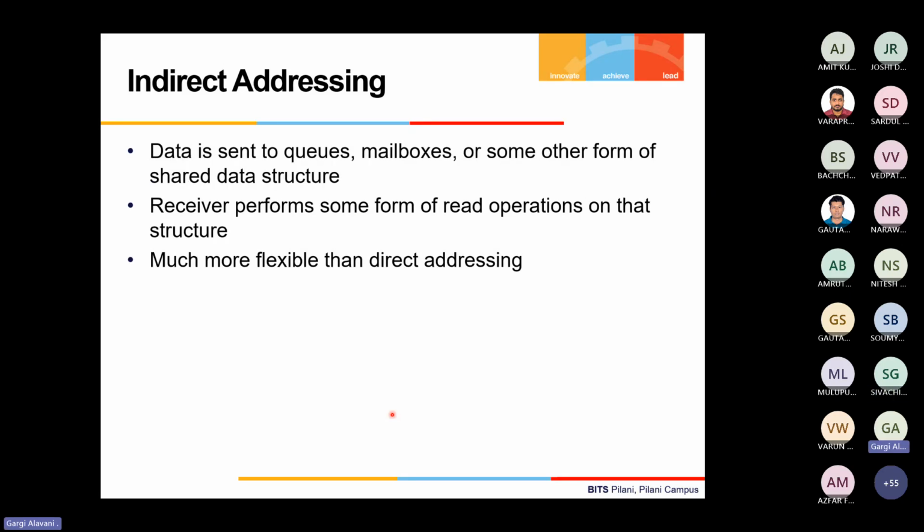In indirect addressing, data is sent to message queues, mailboxes, or any kind of shared data structure or buffers. The receiver will perform some form of read on this data structure. It will read from these message queues or buffers. This is flexible because the sender and receiver are not completely dependent on each other, but there is a third data structure which takes care of passing this data.